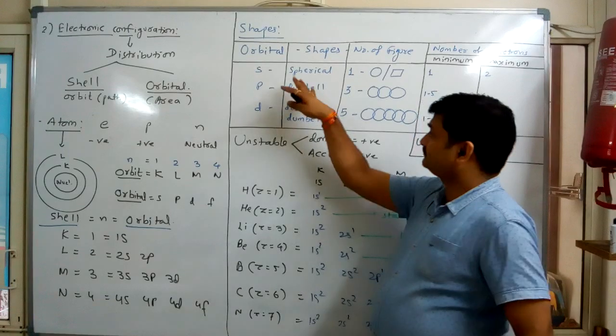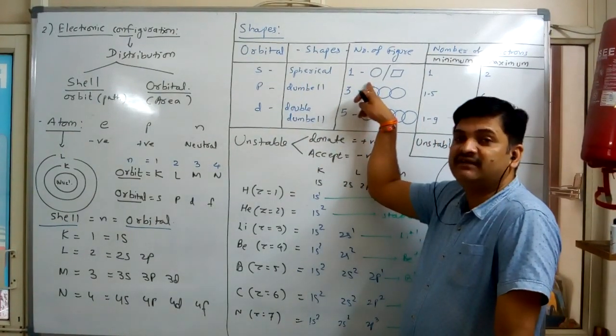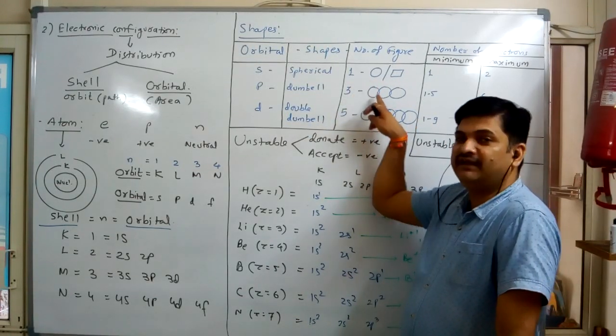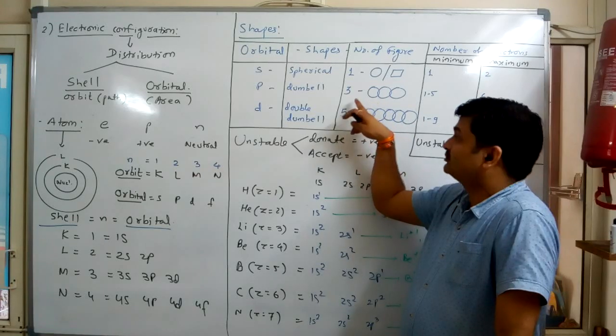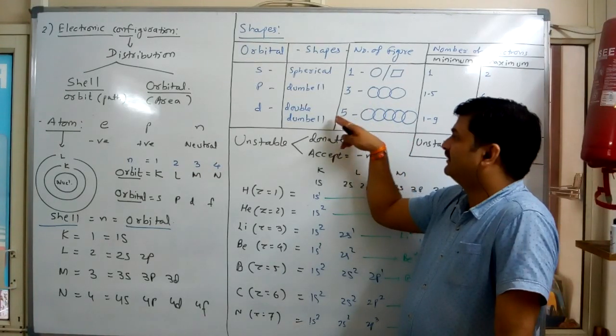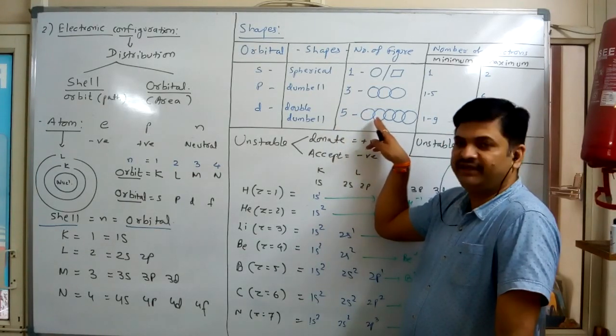Correct? So now, how are we representing this S orbital? Here you can use either a circle or a square. For simplicity, I am taking a circle. And in the case of the P orbital, these 3 circles will touch each other. And in the case of the D orbital, the 5 circles will again touch each other.